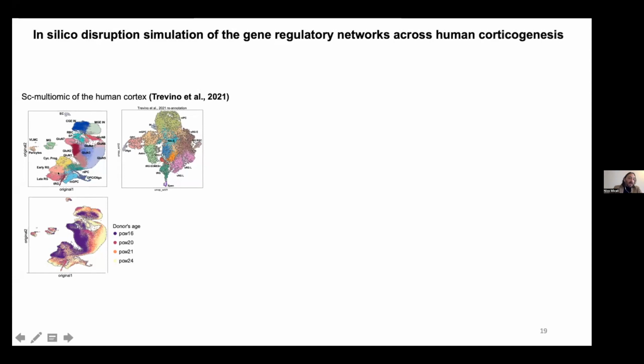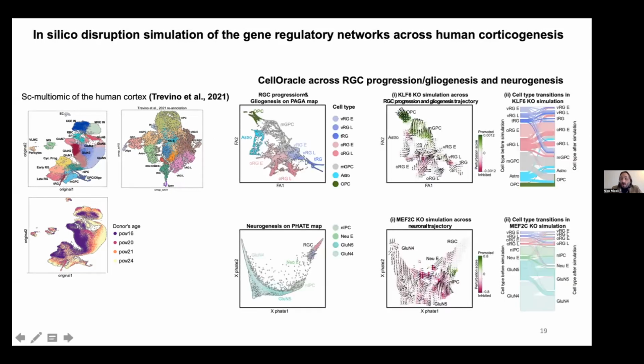In this dataset, they generated single cell multiomics across the development of the cortex of 4 different donors. We reannotated the cells because we wanted to gain resolution within the neural stem cells. So here we used the monkey paper to reannotate the neural stem cells, and then we used CellOracle to predict the impact of each transcription factor perturbation across radial glia progression in gliogenesis and neurogenesis.